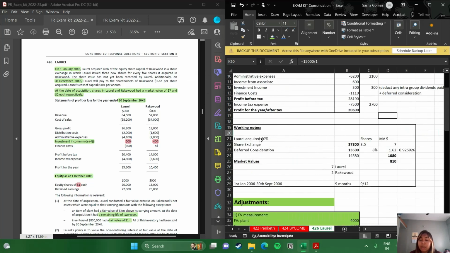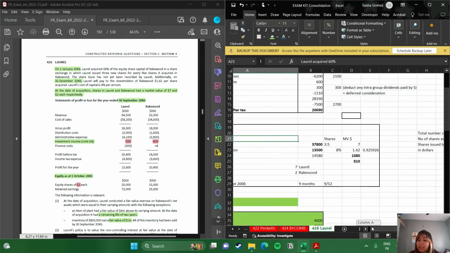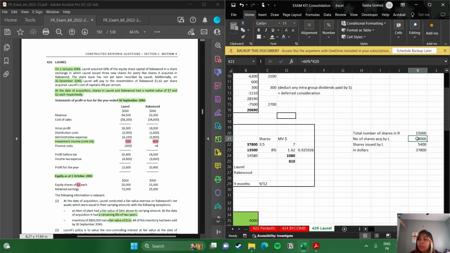The number of shares acquired by Laurel, that is the parent. Laurel acquired 60% of those shares, so 60% of 15,000 gives you the number of shares acquired by Laurel in the subsidiary. This is how much we own in the subsidiary. Then we have to find the shares that Laurel issued in the share exchange. They issued 3 for every 5, so 9,000 times 3 divided by 5. And then you take your market value, which is 7.